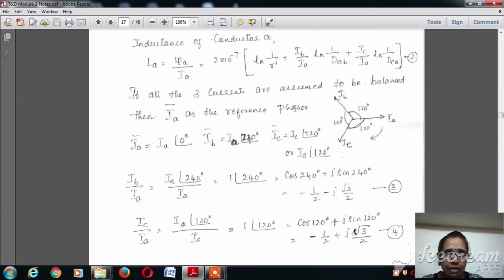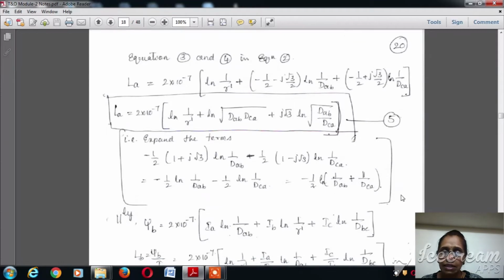So IB divided by IA is nothing but IA at an angle 240 divided by IA, so 1 at an angle 240 degrees. If we express this in terms of cos, 1 at an angle 240 degrees is nothing but cos 240 degrees plus j sin 240 degrees. So it is nothing but minus half minus j into root 3 divided by 2. Consider it as equation 3.